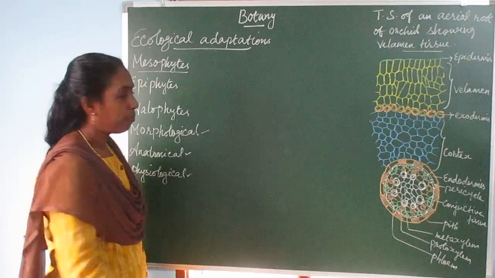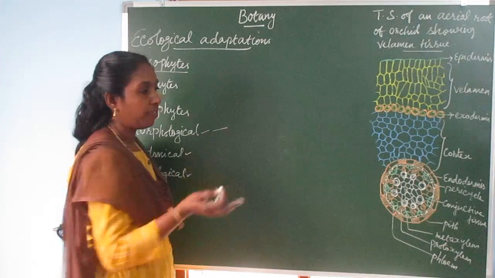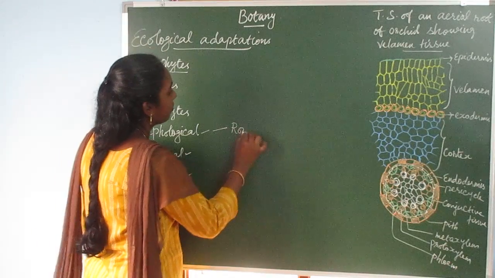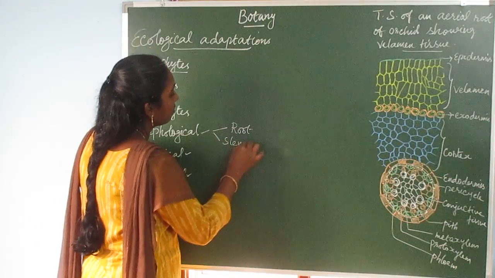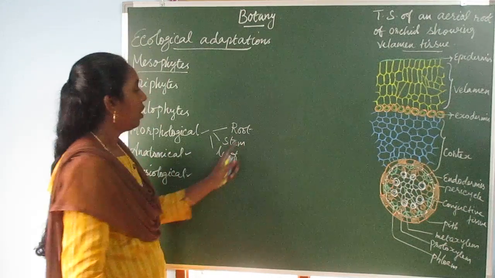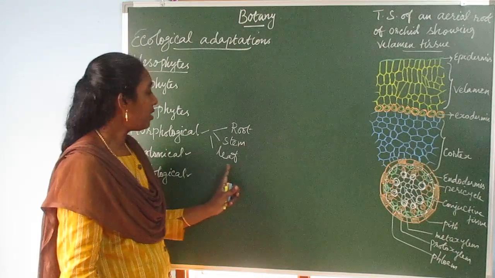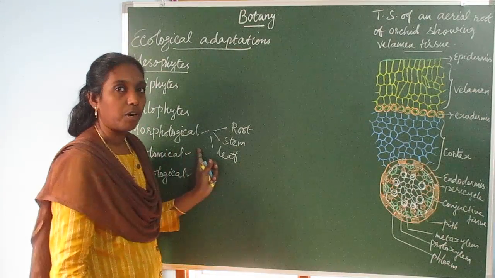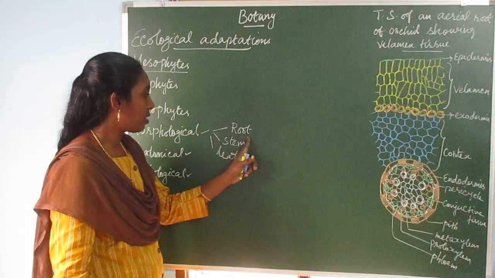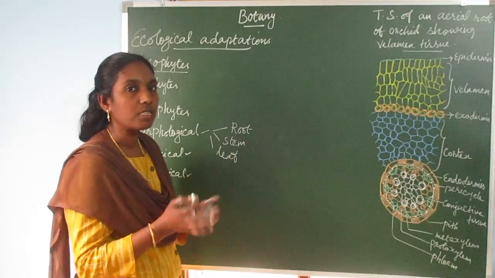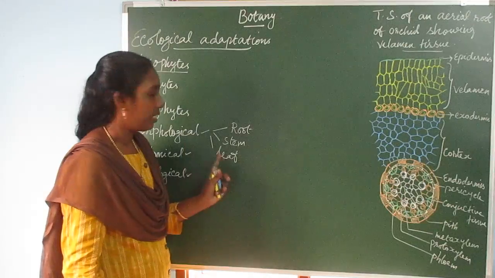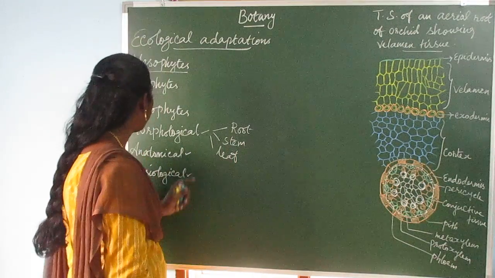Morphological adaptations include the morphology of a plant, which includes root, stem and leaf. Under this heading, morphological adaptation, you remember this point, you write about the root system. How is the root adapted to adjust to the environmental condition regarding this plant? Then the stem and the leaf.